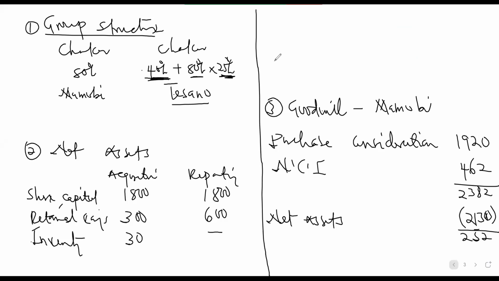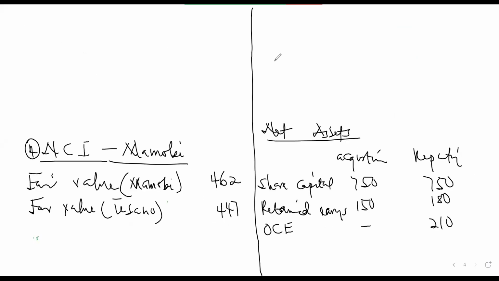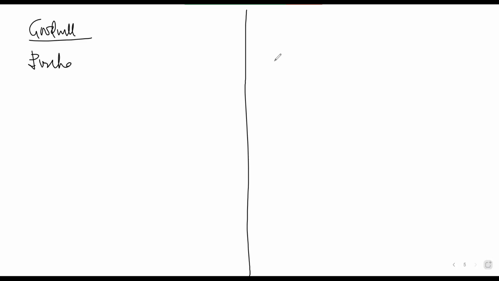Okay, let's come to that one. So the NCI over there is 447. Let's now go to the goodwill calculation for these people. So we come to the goodwill calculation for them. The purchase consideration will be in two folds.